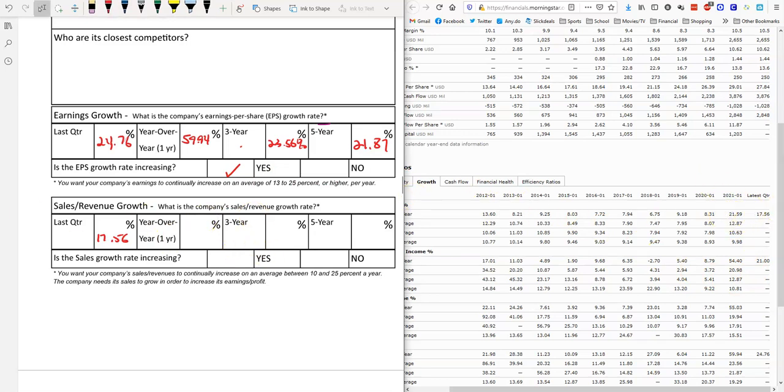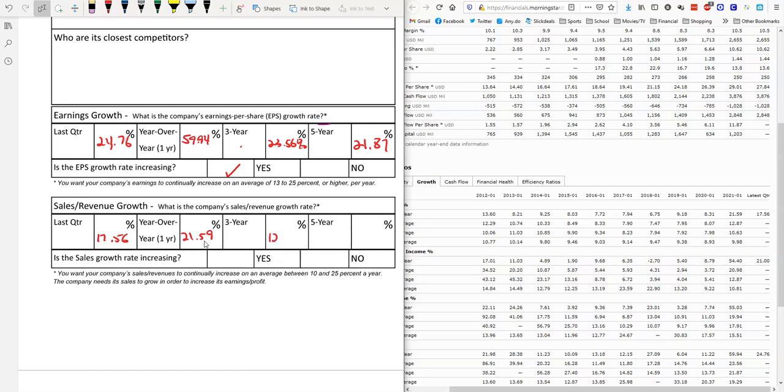Always go with the most current data they have. They might not have 2021 yet, or maybe even not even 2020, but go with the most current that you can find. All right, and for a year over year, it would be 21.59.